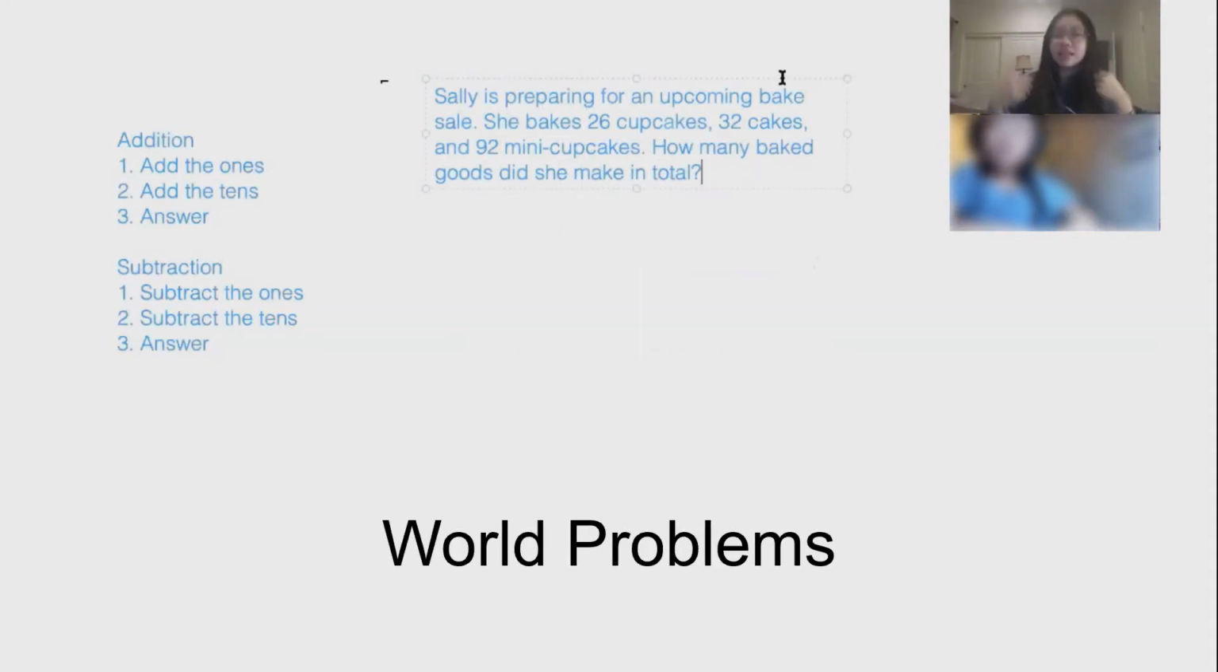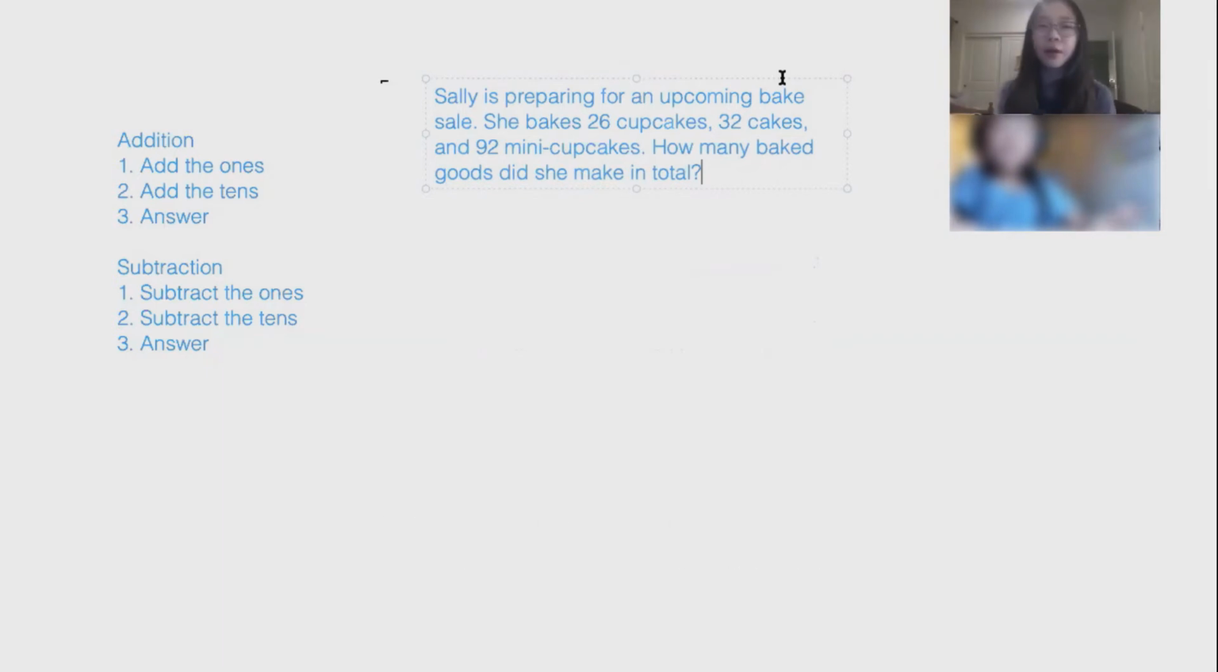So this girl named Sally is preparing for a bake sale, okay? So to prepare for this bake sale, to sell her items, she bakes 26 cupcakes, 32 cakes, and then 92 like small cupcakes, like the really small ones, okay? So the question is asking how many baked goods does she make in total? So how many of these treats does she make in total, right?